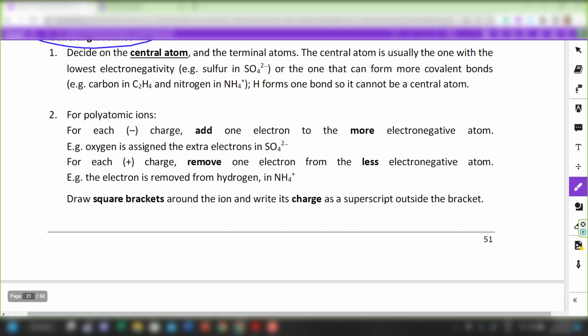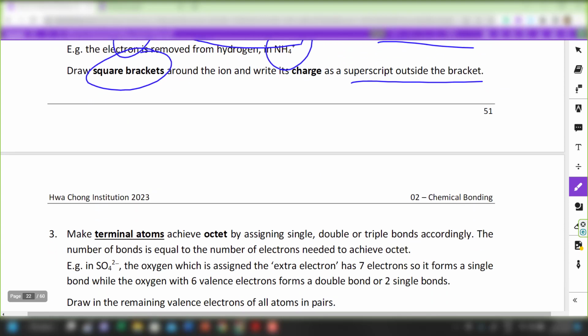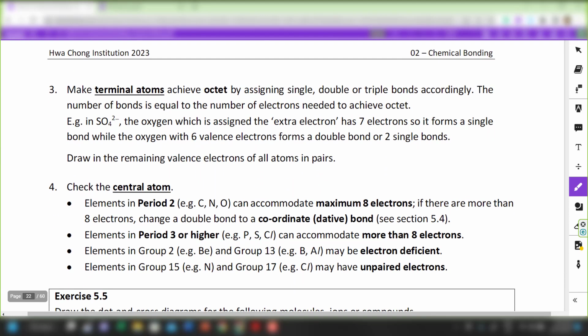For each negative charge, you add 1 electron. The electrons come from external sources to the more electronegative elements. For the positive charge, you remove electrons from the less electronegative element. So for example, for ammonium, you remove the electrons from nitrogen. Remember to draw a square bracket around the ion and write the charge as a superscript outside the brackets. Try to make terminal atoms achieve octets.